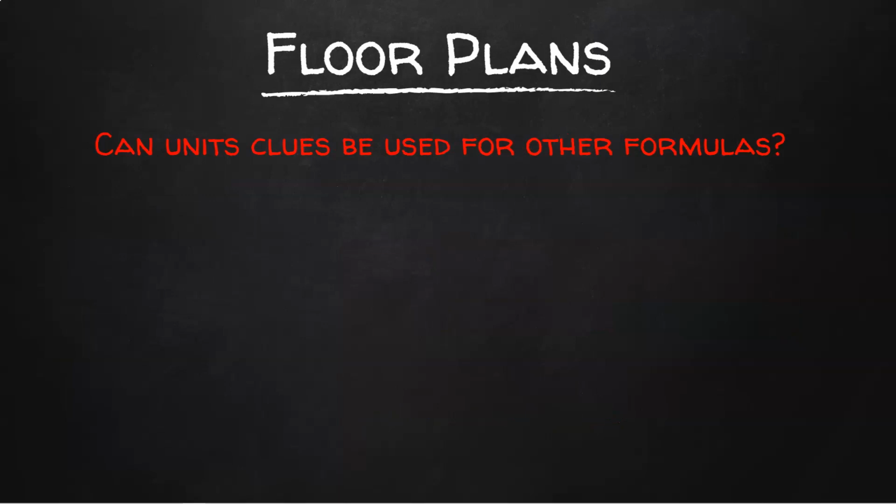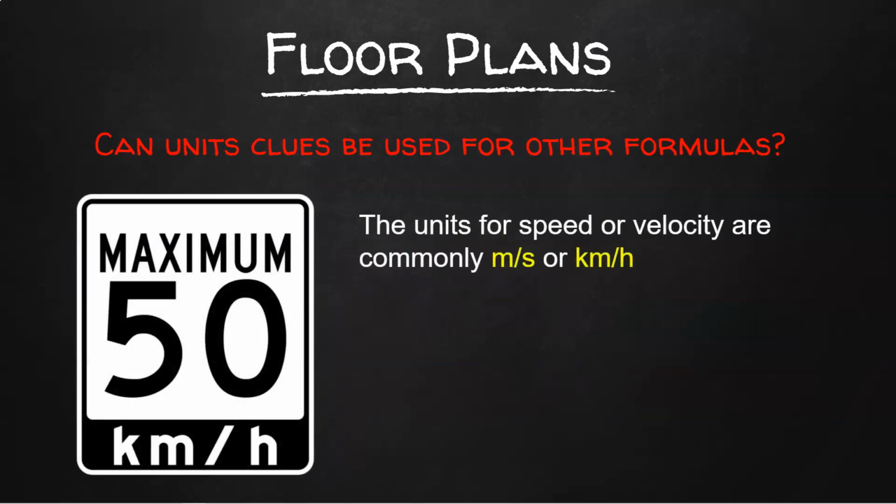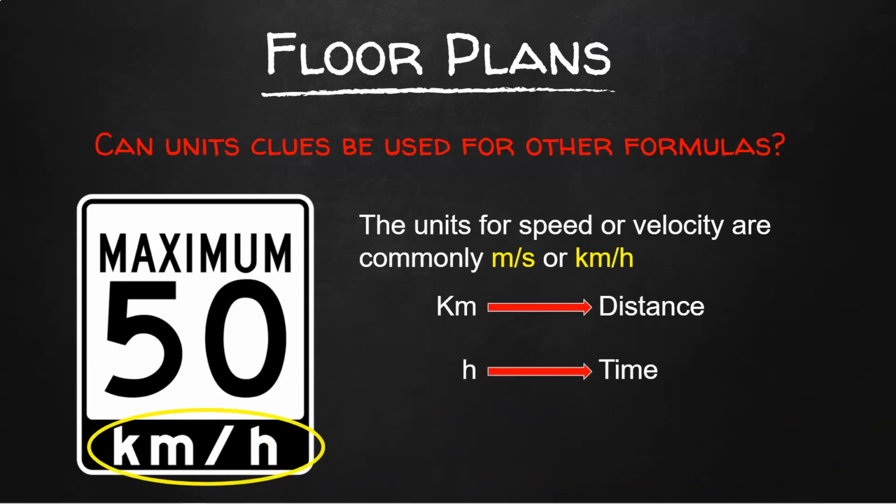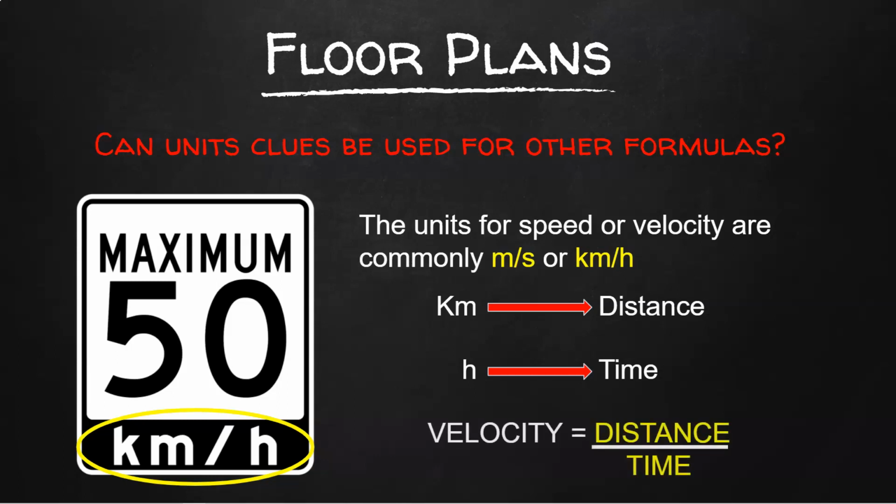Can unit clues be used for other formulas? Sure they can. An example here is that the units for speed or velocity are commonly meters per second or kilometers per hour, possibly miles per hour as well. So kilometers is a distance, hours is a time. Looking at our example here, we have kilometers divided by hours, or kilometers over hours. That tells you that your formula for velocity or speed is distance over time, because we know kilometers is a distance and we know hours is a time. So once again, if you can't remember a formula, look at the units and there are some clues in there.